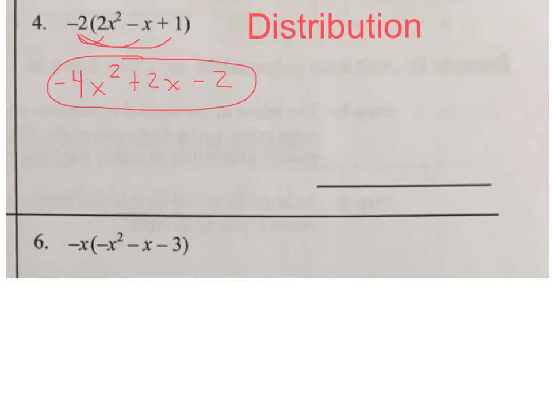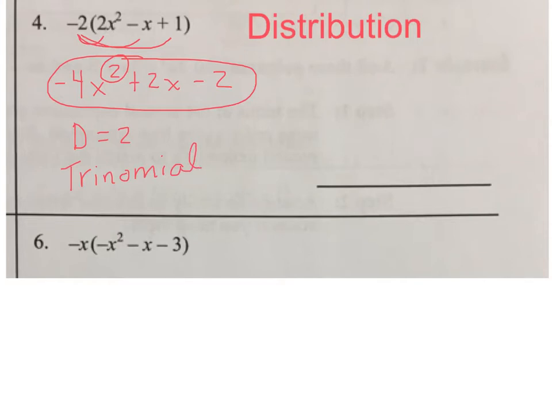Okay? Now, what's the degree of your answer? The degree is 2 because the highest exponent of any of the individual terms is 2. What's the leading coefficient? -4. And your entire answer is called a trinomial.